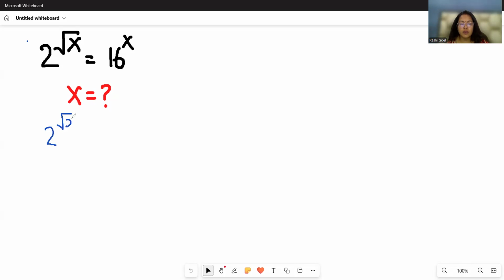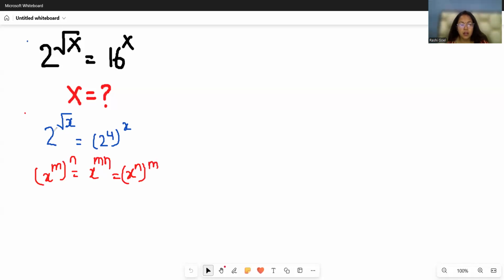So 2 power root x equals 16 power x, we can write 16 as 2 power 4, whole power x. Now as per the exponent rule, x power m power n, we can write it as x power mn or x power n power m. So 2 power root x equals 2 power 4x. Now, if we compare both sides, if the bases are equal, their powers are also equal. So root x equals 4x.